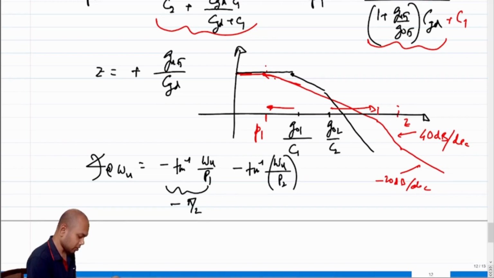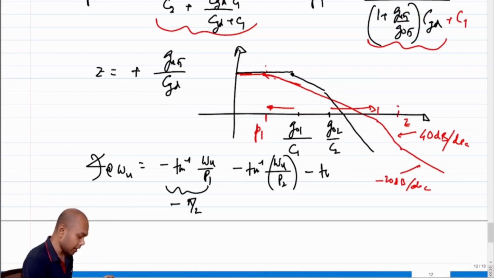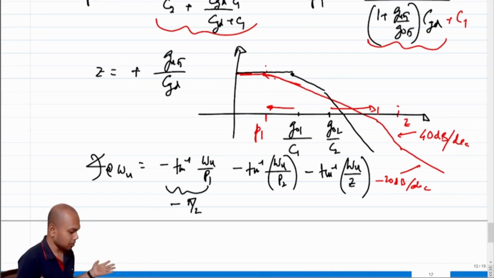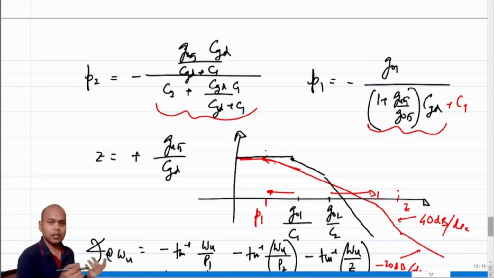This is good in the sense that P2 has moved to a higher frequency than before, so this is even better. But now we have a right hand side 0, which gives an excess phase lag of tan inverse omega u by z. This degrades the phase margin. So ideally I would like to move this 0 to as high a frequency as possible, but in order to do that I have to increase GM5. It can also move P2 away, but increasing GM5 comes at the cost of more power, because you have to burn excess power at the output.